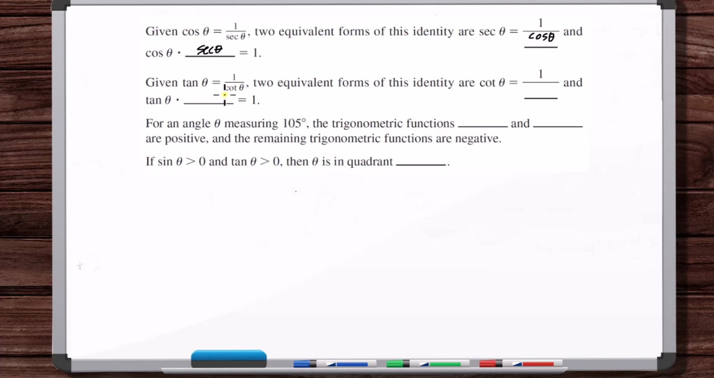Given tangent theta is 1 over cotangent theta, two equivalent forms of this identity are, so yeah, same thing. You can multiply both sides by cotangent theta and get this. Now you can divide both sides by tangent theta and get this.